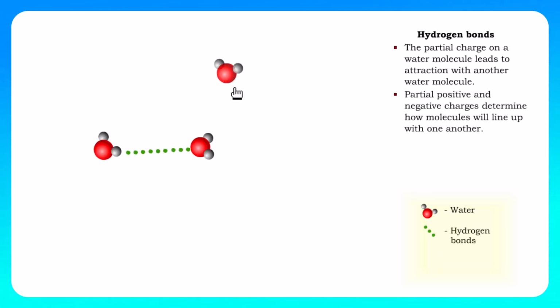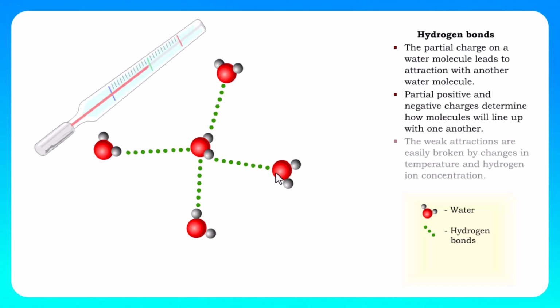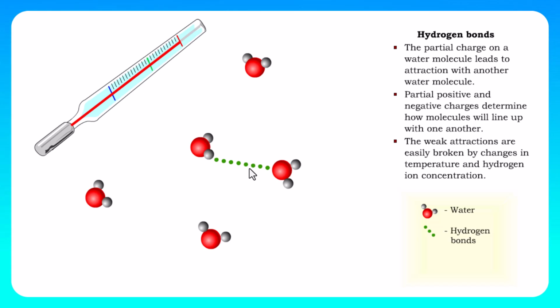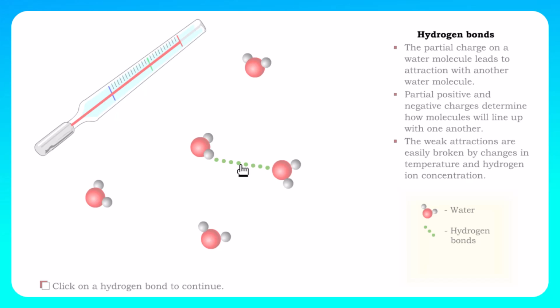The partial charges on these water molecules will have an effect on how these molecules line up with one another in a solution. The hydrogen end of the molecule will be attracted to the oxygen end on the adjacent water molecule. The weak attractive forces that determine the orientation of these molecules are called hydrogen bonds. Hydrogen bonds are easily breakable when they are exposed to changes in temperature or hydrogen concentration.